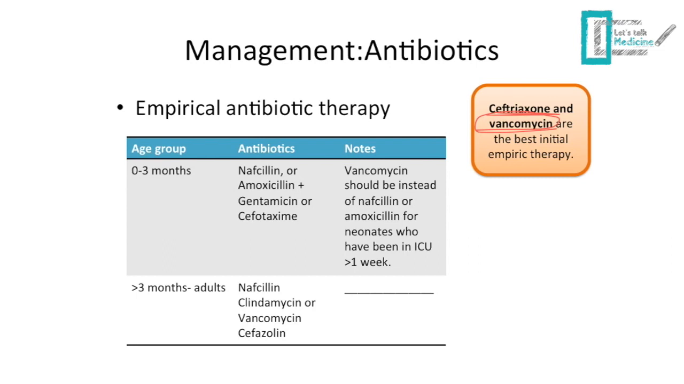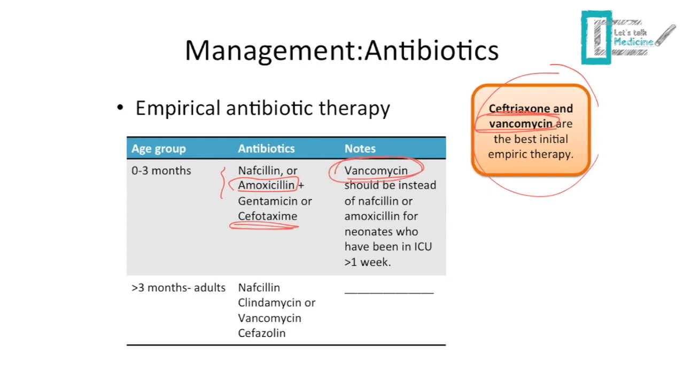You can have a look into the table, but however, this is just a summary of all of the empirical therapy. For example, here in 0 to 3 months, you can use any antistaphylococcal antibiotic like amoxicillin or nafcillin, or gentamicin plus cefotaxime. This is rare, but can be used because they usually say that those are for MSSA. However, the most common type of Staph aureus is the MRSA. That's why we usually use vancomycin.